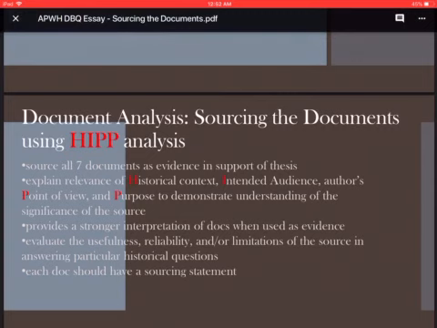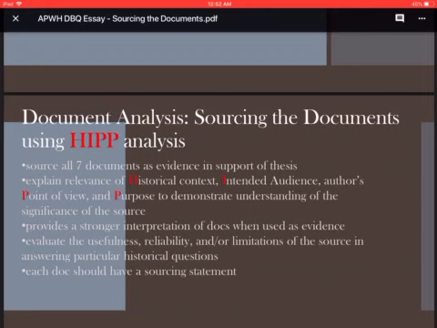You must source all 7 documents as evidence in support of your thesis. Just like you use the documents, you have to source the documents. And you source the documents by explaining the relevance of HIP, or historical context, intended audience, author's point of view, and their purpose, to demonstrate an understanding of the significance of the source. And this provides a stronger interpretation of the documents.